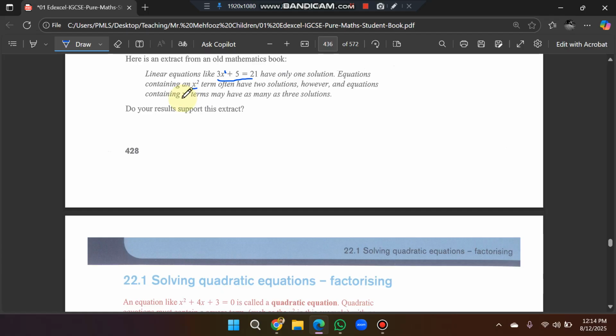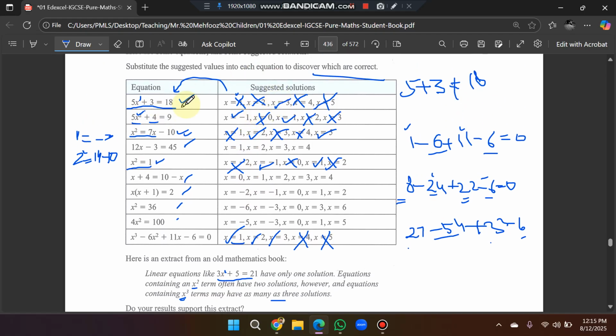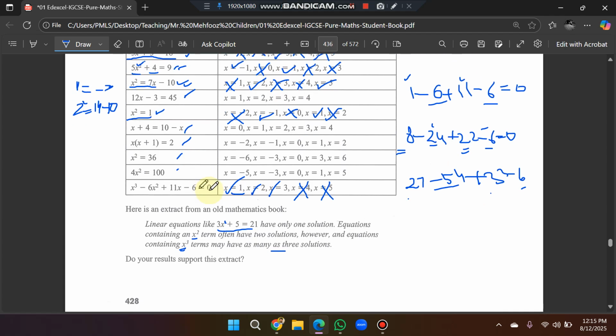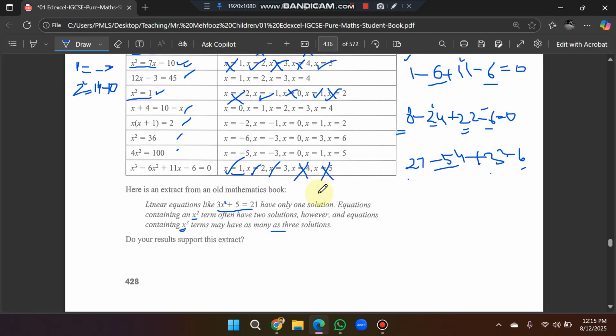However, an equation containing x cubed terms may have as many as three solutions, because here the power of x is 3. So do your results support this extract? Yes, we have done this previously. If we have a linear equation, we have one solution. If we have a quadratic equation, we have two solutions. If we have a cubic equation, as in the last question, then we have three solutions.